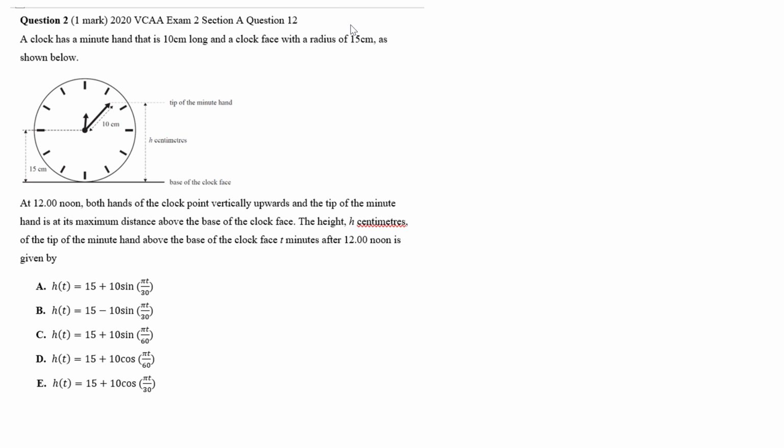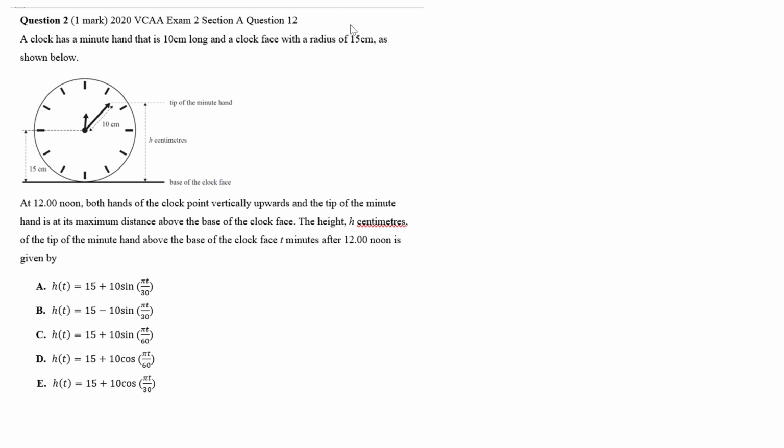VCAA 2020 Exam 2, Section A, Question 12. A clock has a minute hand that is 10 centimetres long and a clock face with a radius of 15 centimetres, as shown below. At 12 noon, both hands of the clock point vertically upwards and the tip of the minute hand is at its maximum distance above the base of the clock face. The height h centimetres of the tip of the minute hand above the base of the clock face t minutes after 12 noon is given by.